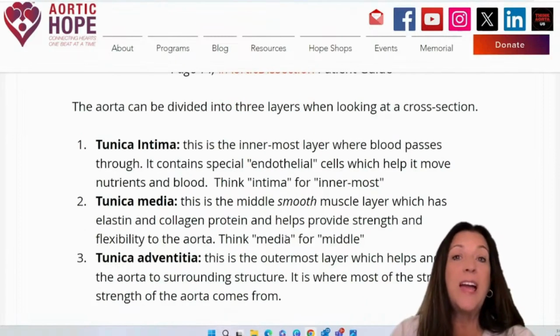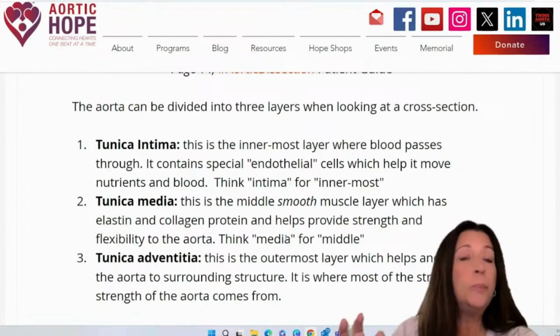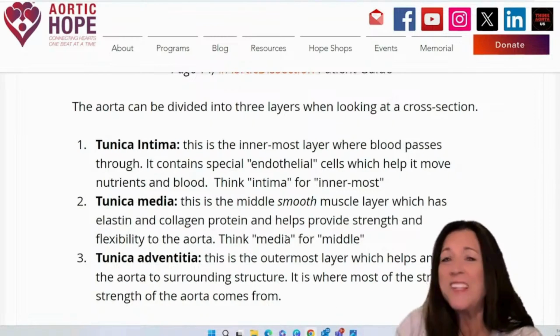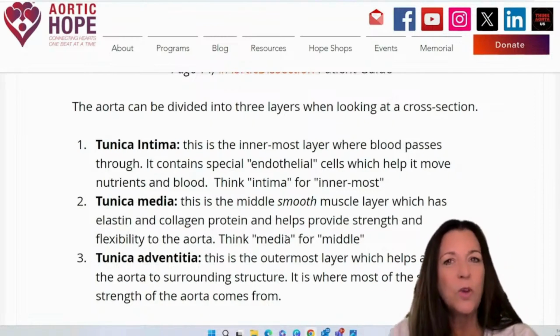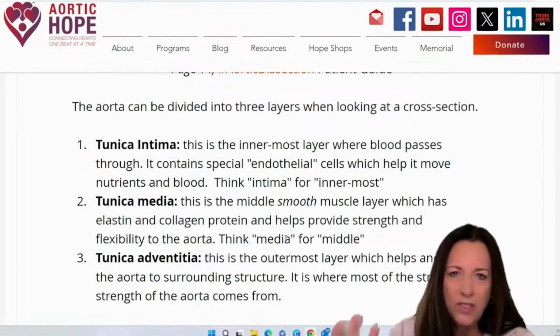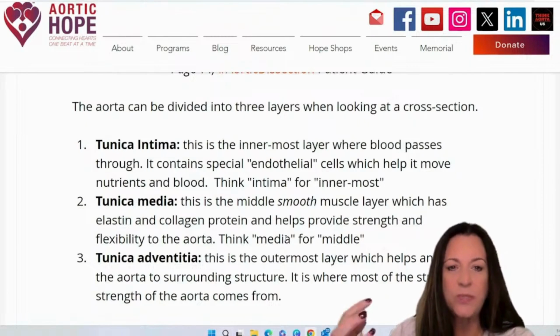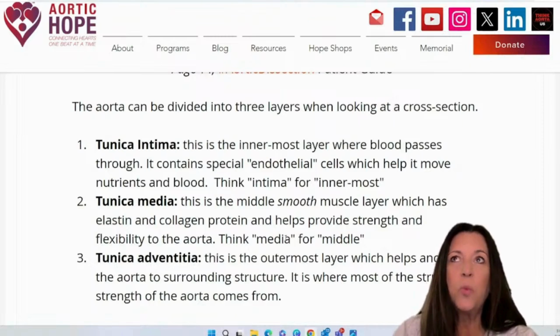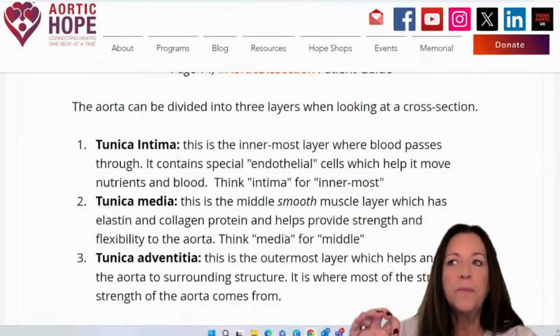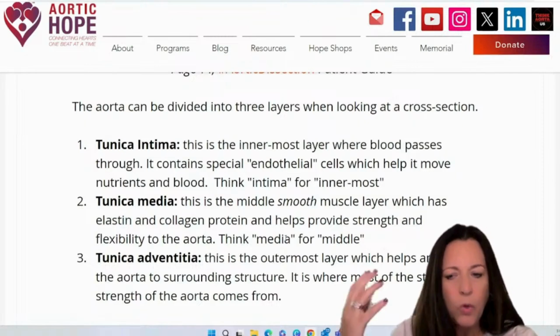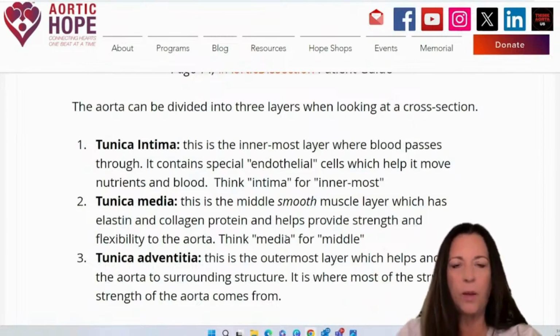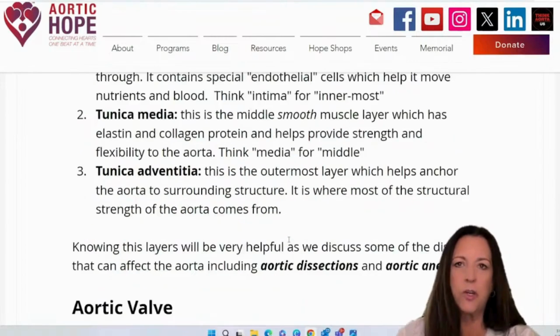Then you have the tunica adventitia, and I could possibly be butchering words. That's the fun of me reading what somebody else writes. So that's the outermost layer of the aorta, and it actually helps anchor the aorta to its surrounding structure. It is where most of the structural strength of the aorta comes from, the outer layer or the adventitia.